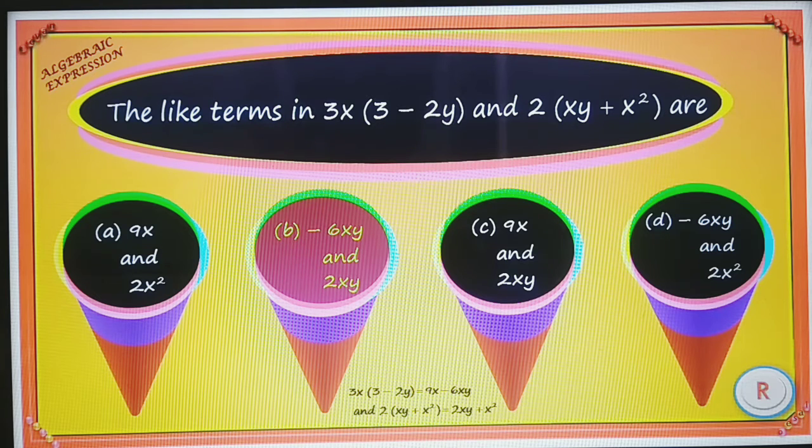How did we get this? The simplification of the first expression is 9x minus 6xy. The second one is 2xy plus x square. From that, minus 6xy and 2xy have the same xy term, that is the algebraic term. So they are like terms.